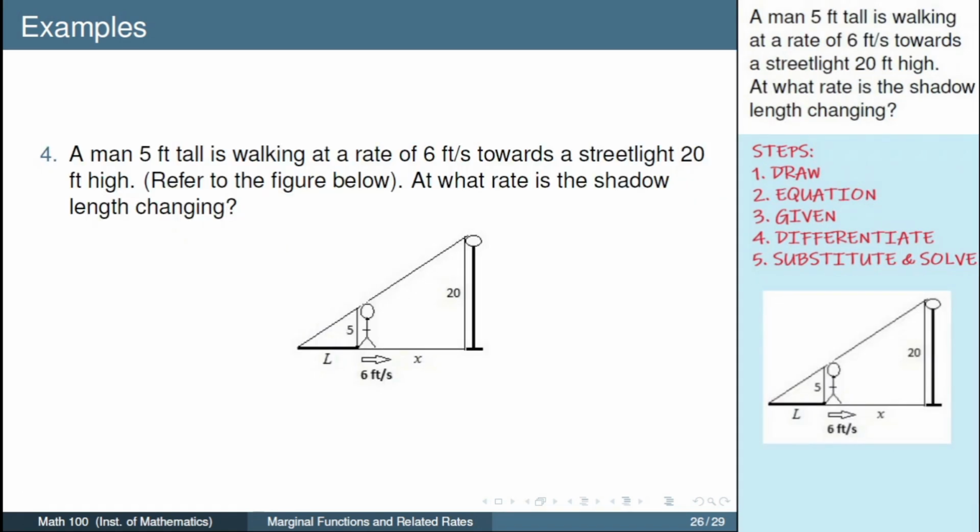Now, for our last example, we have a man, 5 feet tall. He is walking at a rate of 6 feet per second towards a street light which is 20 feet high. Refer to the figure below. This will be our illustration. At what rate is the shadow length changing? Analyze first our problem and also the diagram.